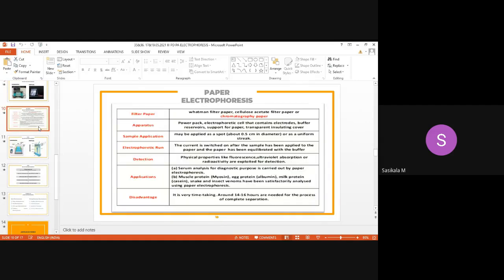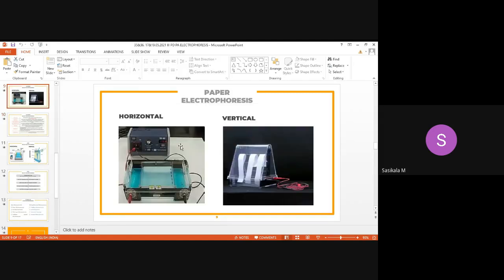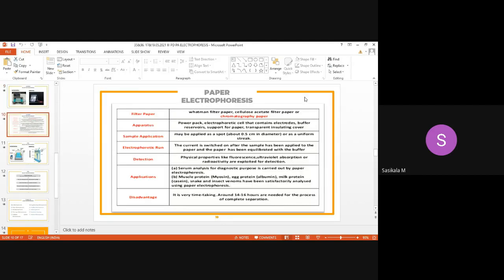So this is about paper electrophoresis. We use stationary phases like Whatman filter paper, cellulose acetate filter paper, or chromatography paper, and the apparatus consists of the parts you have already seen: power pack, electrophoretic cell, electrodes, buffer reservoirs, buffers, and support for paper. To hold the paper we need a support, which you can find here. Then a transparent insulating cover is kept over the paper, so that we can observe the colored bands that are separated.